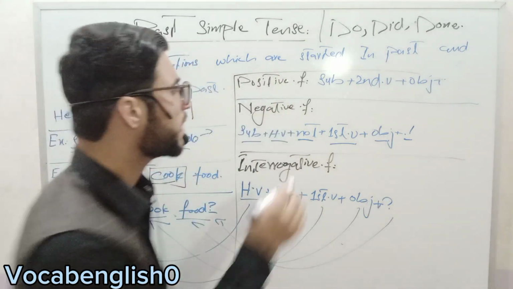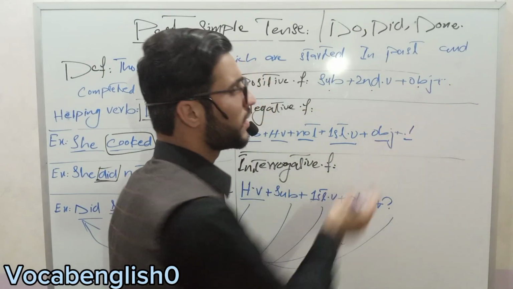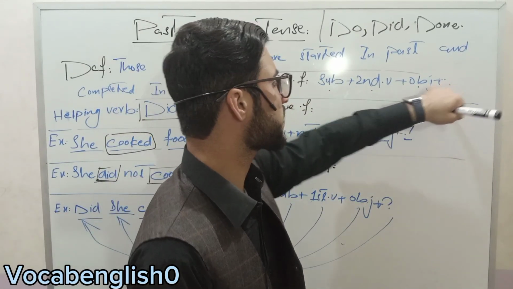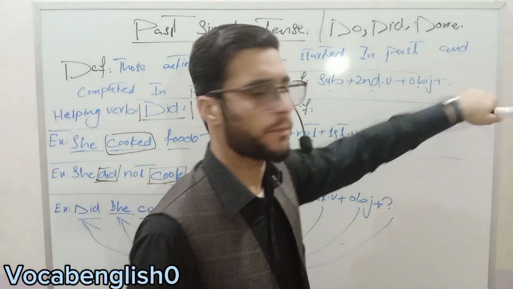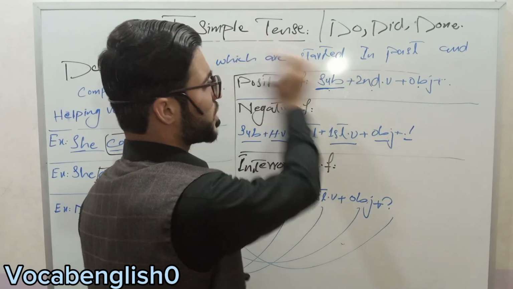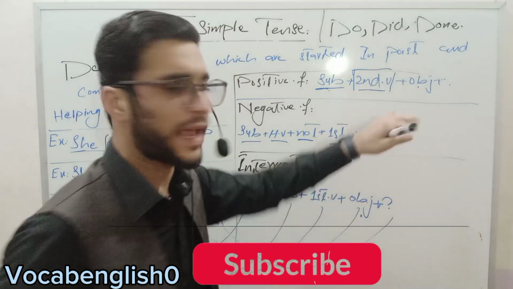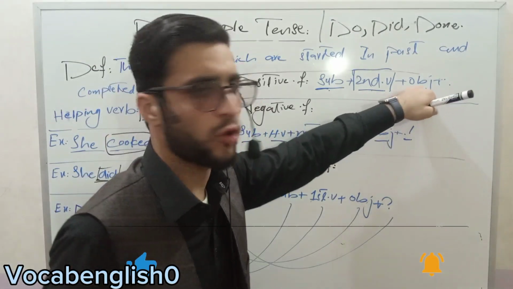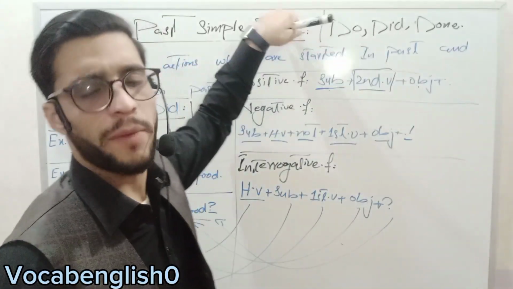What is positive formula? Subject plus second form verb plus object plus full stop. Now in positive example of past simple tense, we will use the second form verb, and after that object is there. We cannot use helping verb in positive example of past simple tense.